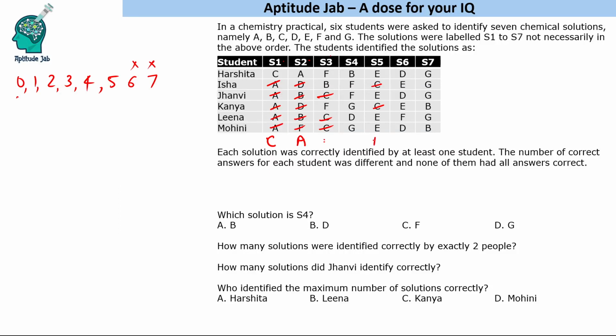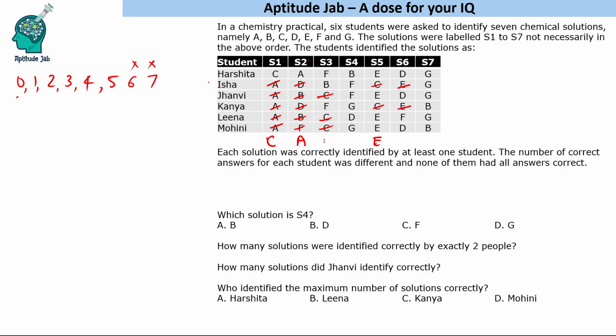So the answer is E because C or E. So C is here, so this will be E. Now E is done and we can remove all E's from others. Okay. Now one of them has to get 0 answers. Right? There is one who should get 0 answers.